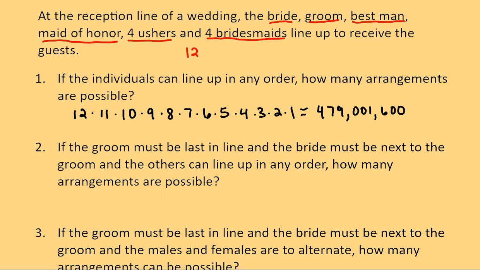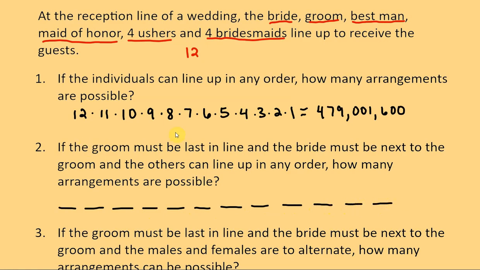If the groom must be last in line and the bride must be next to the groom, and the others can line up in any order, how many arrangements are possible? So let's go ahead and just put blanks for the positions. We know there has to be 12 positions: 1, 2, 3, 4, 5, 6, 7, 8, 9, 10, 11, 12.